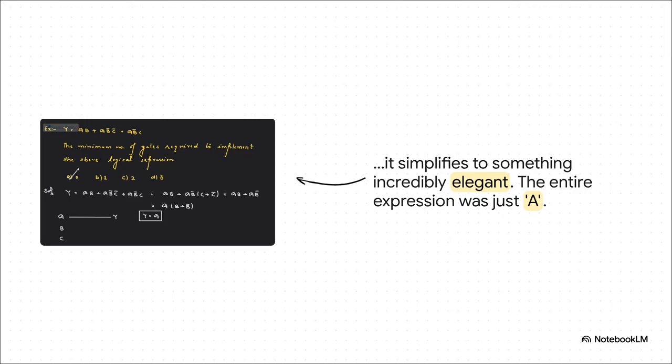It boils down to this. The entire thing, that whole long, tangled equation, was just a super complicated way of saying A. Can you believe that? All that complexity just collapses into a single letter. Y equals A. That is the incredible power of this stuff.